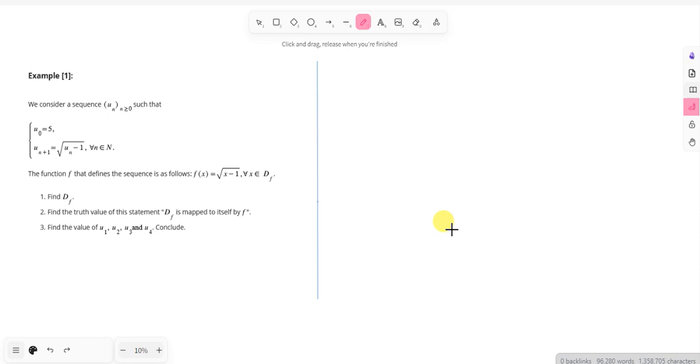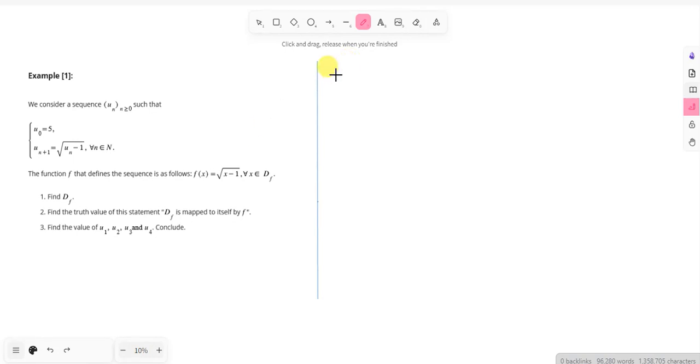In this video, we discuss the existence of the terms of the recursive sequence. Let's first define the sequence: it is defined by u sub 0 equals 5 and u sub n plus 1 equals the square root of u sub n minus 1. So we can see that our function that defines the sequence is the square root of x minus 1, where x belongs to the domain Df. We want to find this domain, and then discuss the existence of all the terms of the sequence.